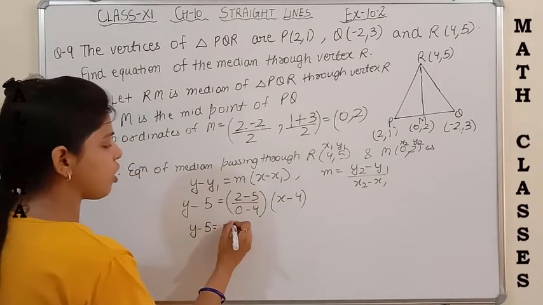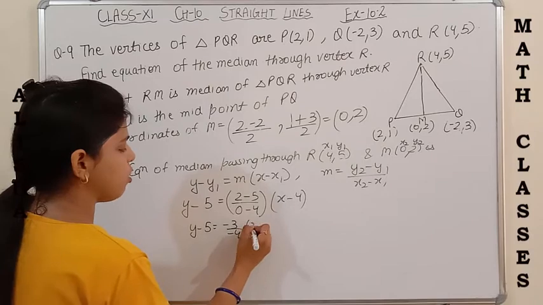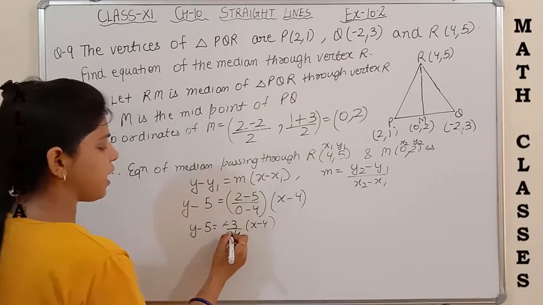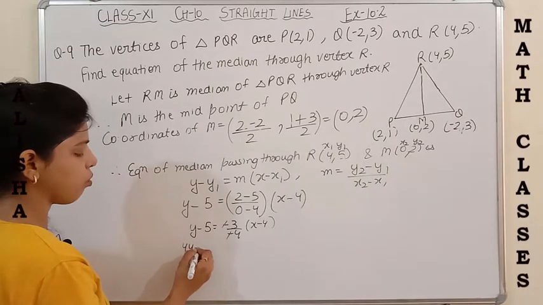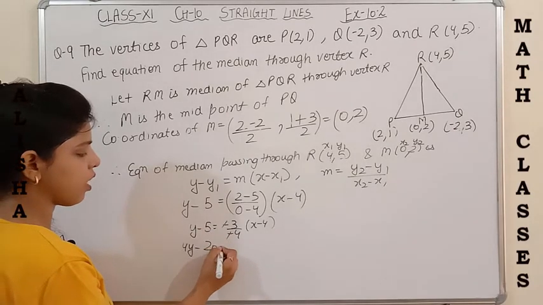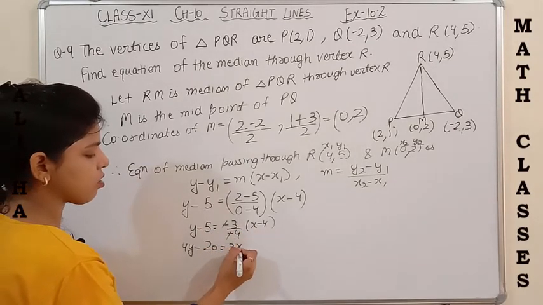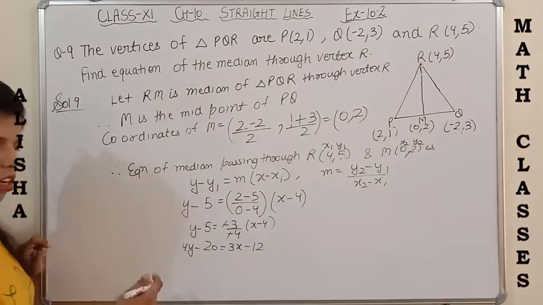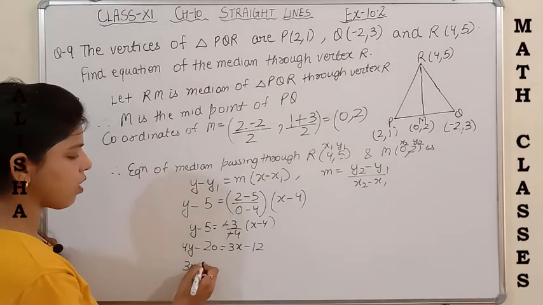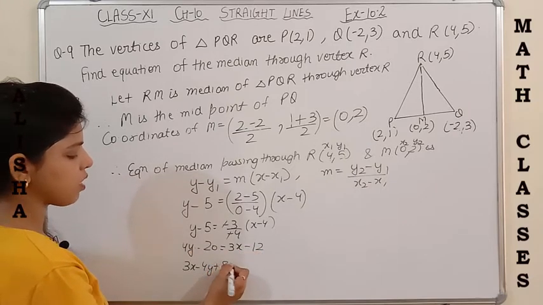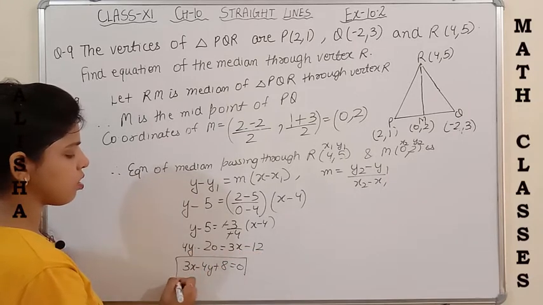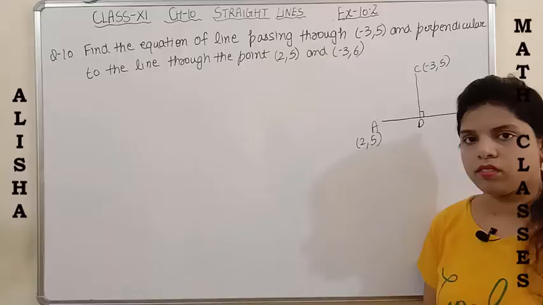2 minus 5 is going to be minus 3, upon minus 4 into x minus 4. This negative will be cancelled by the negative, and 4 into y is going to be 4y. 4 into 5 is 20. 3 into x is 3x. 3 into 4 is 12. Now just shift it. We get 3x minus 4y, minus 12 plus 20 is going to be plus 8, is equal to 0. So this is our required equation.